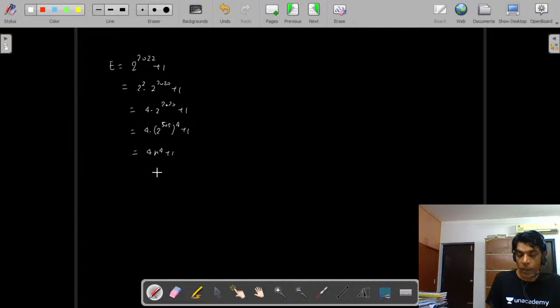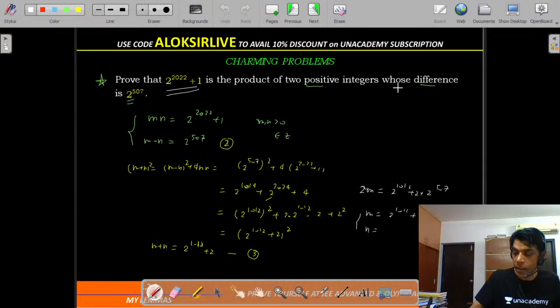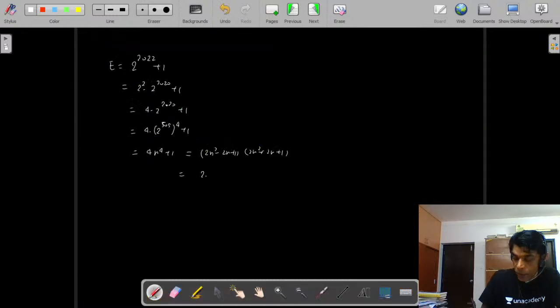Now that's good enough, because we know that this is 2n squared minus 2n plus 1 times 2n squared plus 2n plus 1. So I can still complete it, but I just need to prove something else, that the difference is something else. I need to prove that this is a product of integers whose difference is this. So I need not calculate them separately. I know they're integers, but let's see what we get, just to give you a feeling.